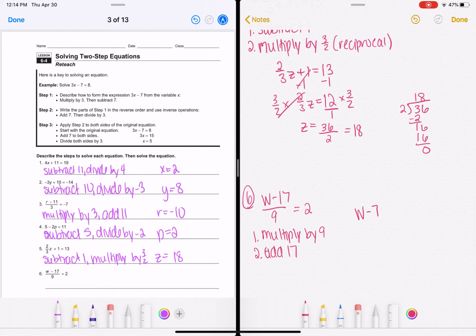So w minus 17 over 9 equals 2. Times 9 times 9. W minus 17 equals 18. We are going to add 17. W equals 35.